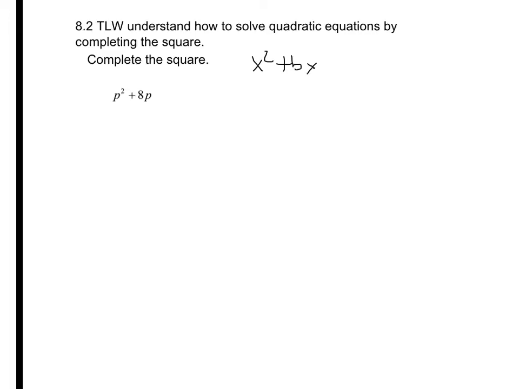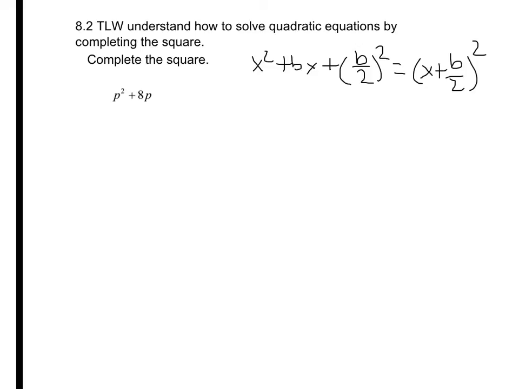If you have x squared plus bx, you do b divided by 2 squared, and that equals the quantity x plus b divided by 2, squared. Notice, there's no letter A there. It has to be 1. So when it's not 1, we'll deal with that.